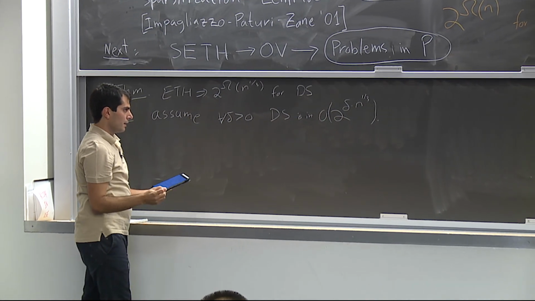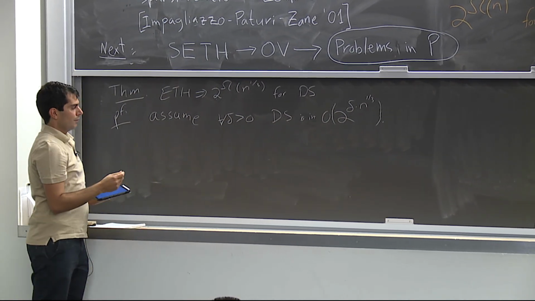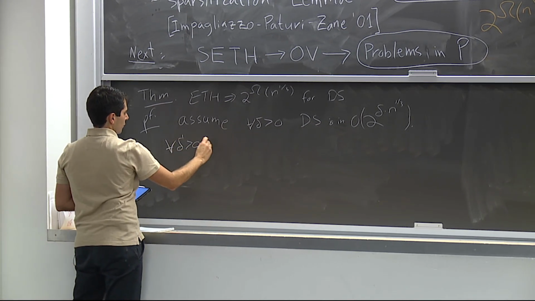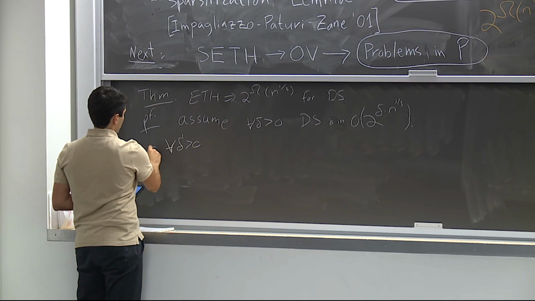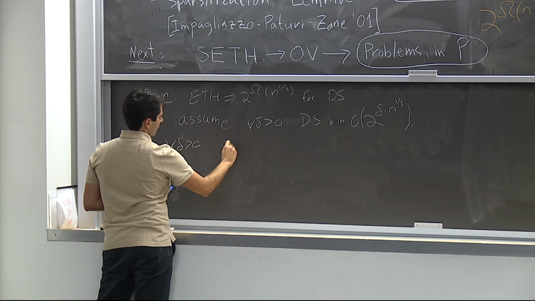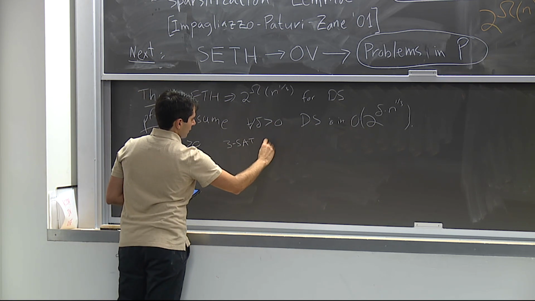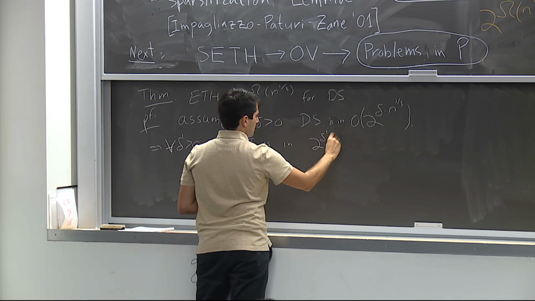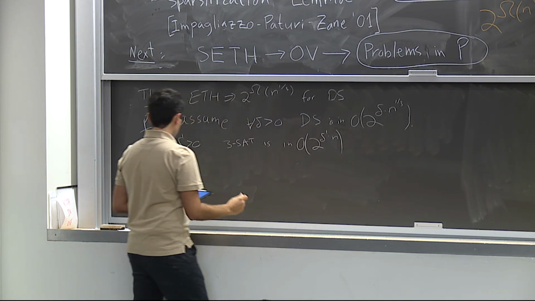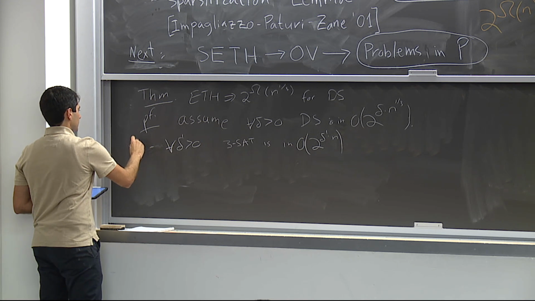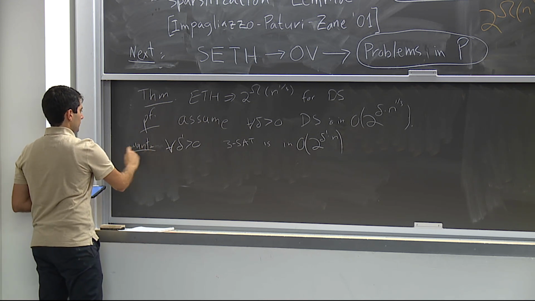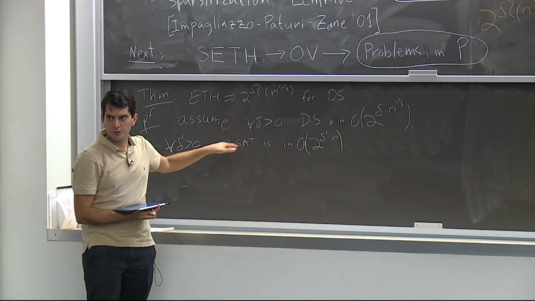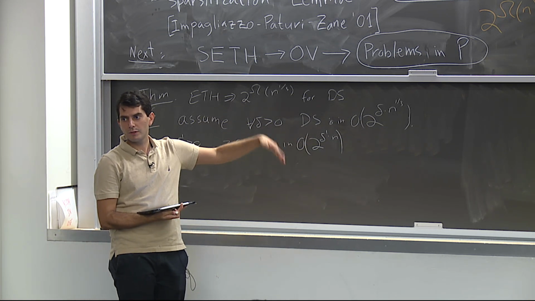So what this means is that we want to get that for every delta prime, we want to show that 3-SAT is in 2 to the delta prime n. Right, if we get this, that for every delta prime, we can show that SAT is in 2 to the delta prime n, then we refute ETH.